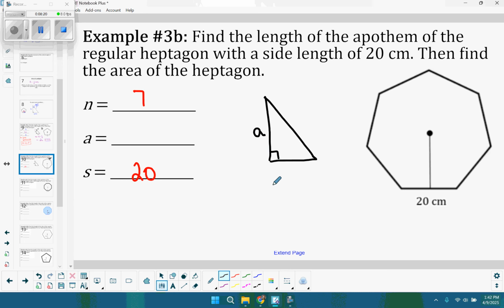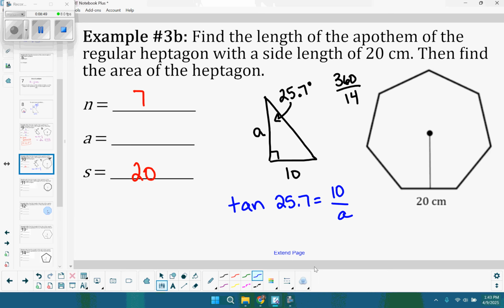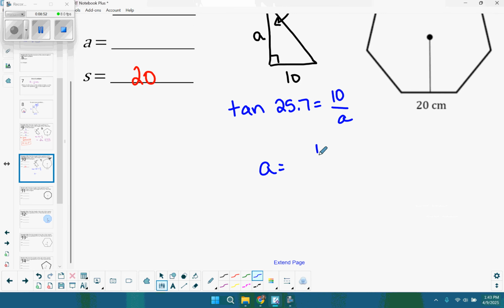we don't know the apothem, so that's my A. This side is half of S, so half of 20 is 10. And my angle, which will be 360 divided by double the 7, 360 divided by 14, is going to be a decimal. It's going to be 25.7. And that's okay. We can use decimal degrees. We said we're always going to use tangent. So tangent of 25.7 equals O over A, which is 10 over A. So we'll do division, 10 divided by tangent of 25.7. And I get 20.8.